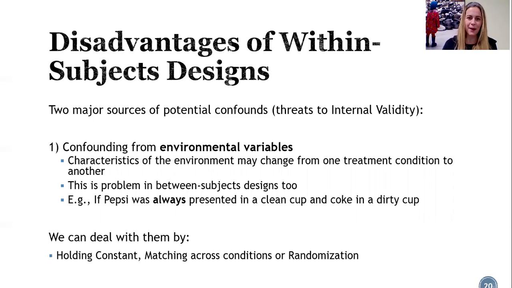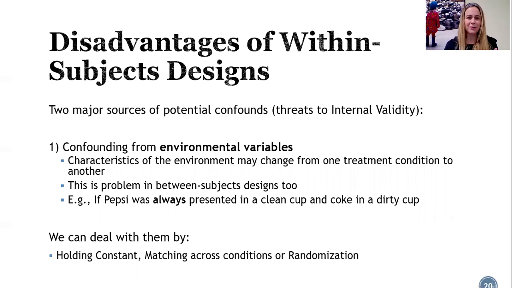And we can do this by holding those potential variables constant. So we can only test people using a clean cup, for example. We can match them across conditions, so we'd have an equal number of dirty cups given to people when they're trying Pepsi versus when they're trying Coke. Or we can randomize whether Pepsi is getting poured into a dirty or a clean cup.